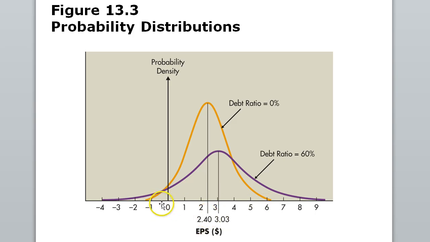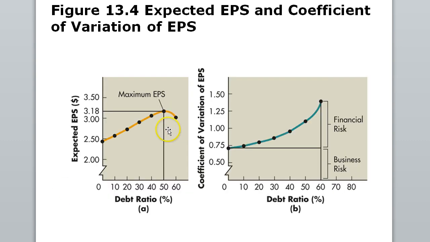We had a 25% chance that it would be negative 51 cents, and a 25% chance it was $6 and change. So there's a tighter dispersion on the zero debt. If we go up to 60% debt, yes, the expected earnings per share is higher, but with the dispersion, we could lose $4 per share all the way to make $9 per share. So there's more risk in the system with the higher debt.